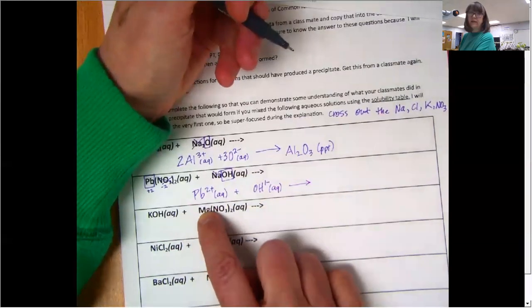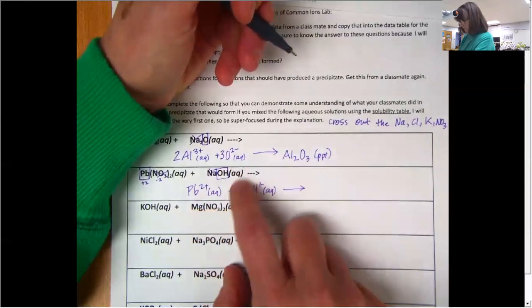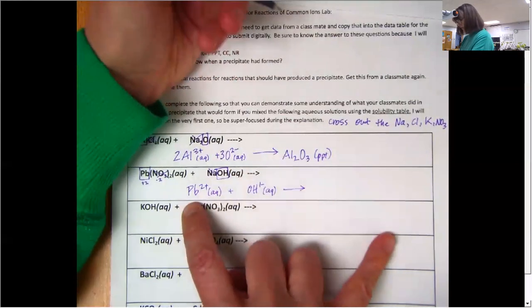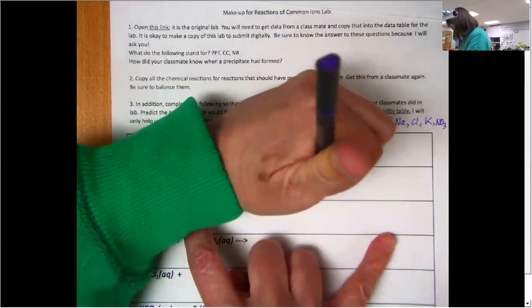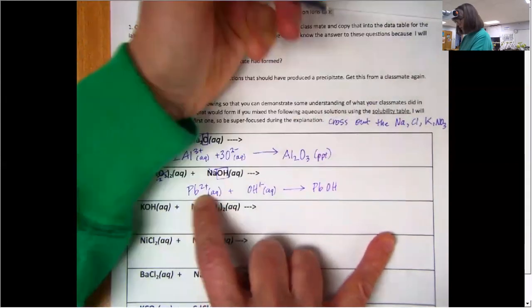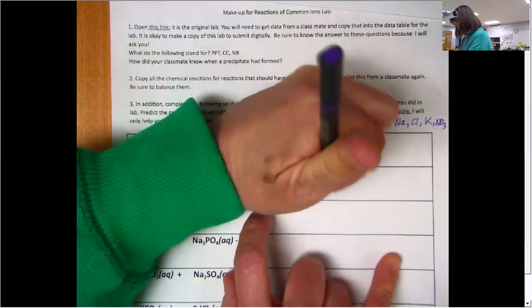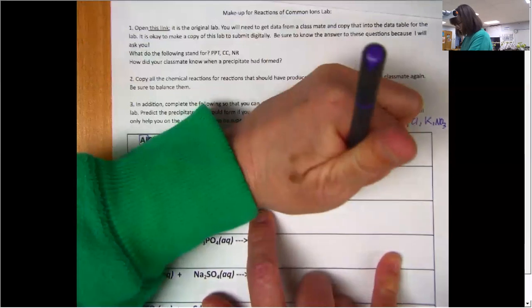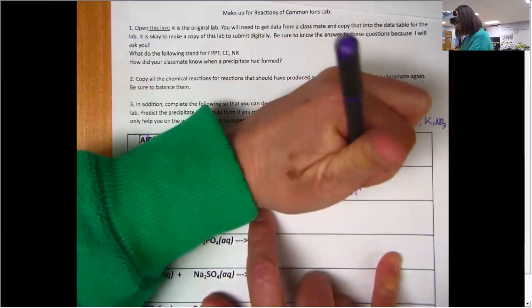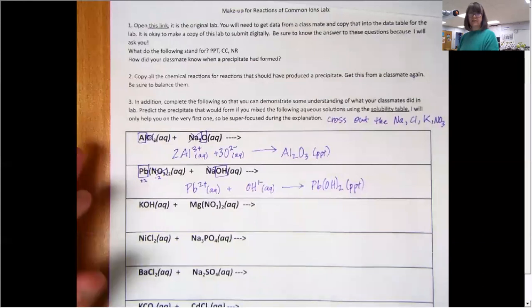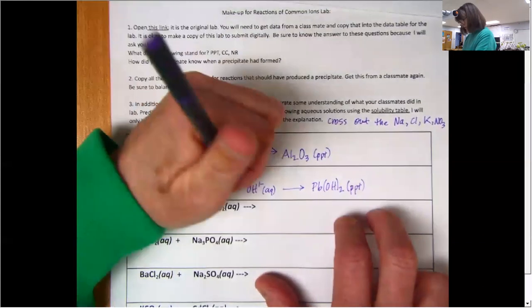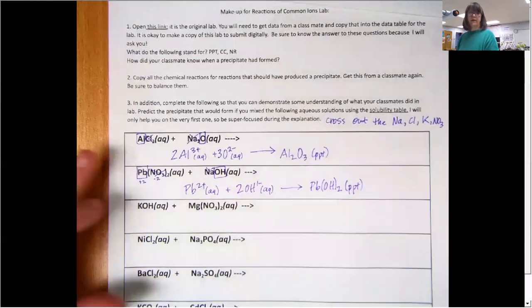And this time I only need to add a coefficient to one of them. My OH is -1, so if I multiply that by 2, that'll be -2, which would add to +2 to end up at neutral. So remember that in order to have more than one of an ion that's polyatomic, we have to put it in parentheses and put the number outside. And once again, this formed a precipitate. So the last thing you need to do is to bring this 2. I have 2 OHs, so if I put a 2 in front of this, I'm now balanced.